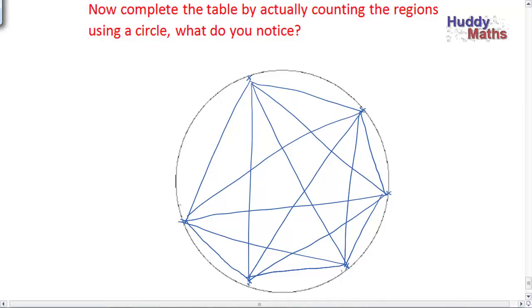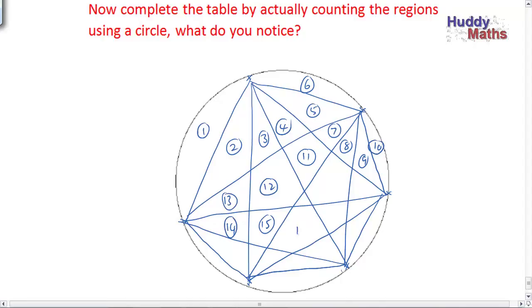Now I've got to work out the regions. Let's go. 1, 2, 3, 4, 5, 6, 7. Let's go in here. 8, 9. That one over there. 10, 11, 12, 13, 14, 15, 16. In there, 17, 18, 19, 20, 21, 22, 23, 24, 25, 26, 27, 28, 29, 30, 31.